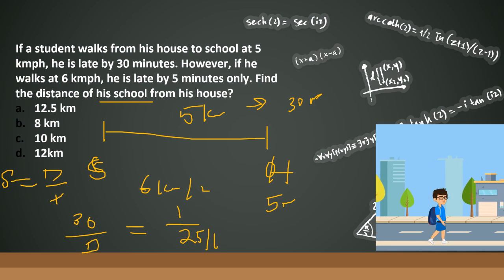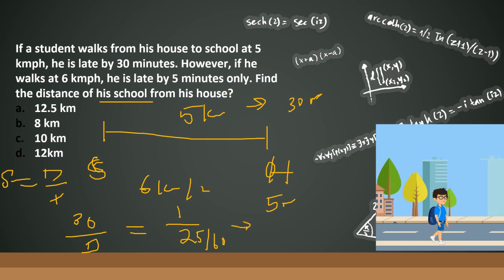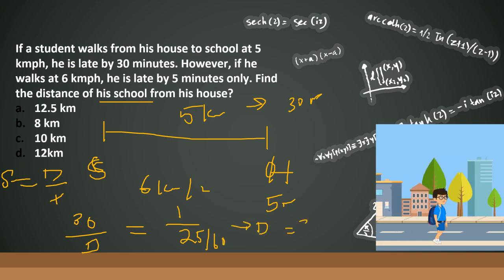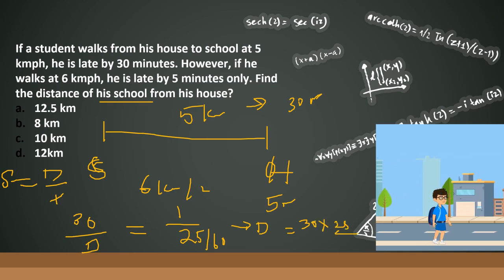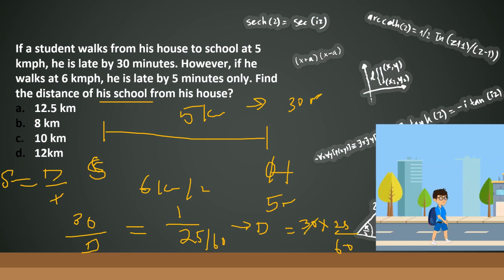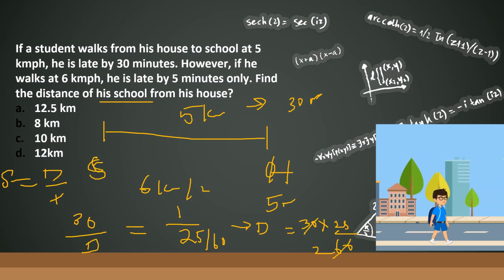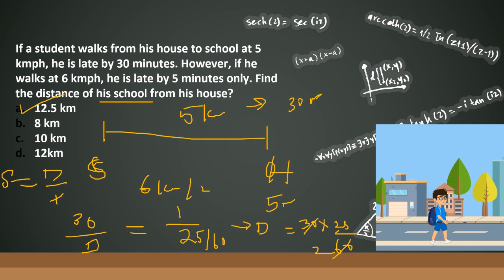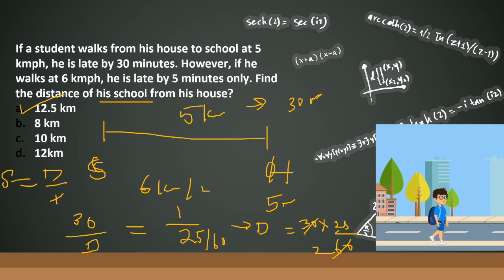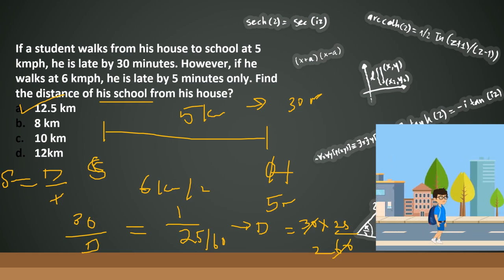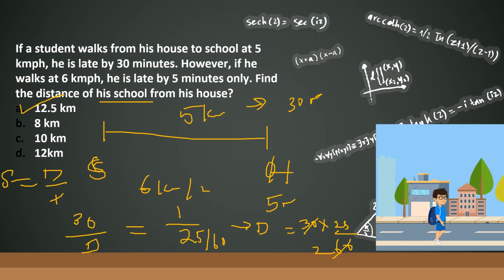So from here I can easily calculate that my distance is going to be 30 into 25 divided by 60. So it's 225 by 2 gives me 12.5 kilometers, and that is the answer. So the distance from the office to school is just 12.5 kilometers. So we are using the componendo and dividendo to solve this. Moving towards the next question.